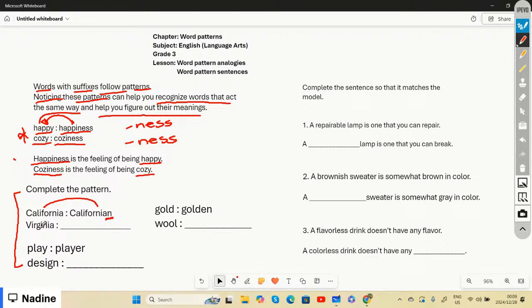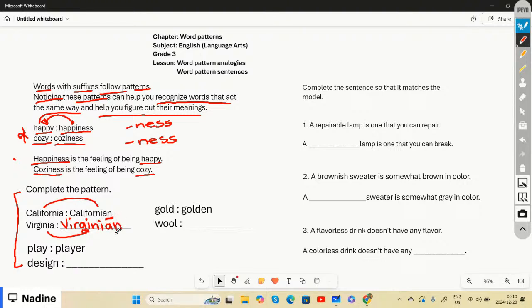Now, the same with Virginia. If we were to add the suffix to Virginia, if you are from Virginia, then you are what? What is the word? Like I said, if you are from California, then you're Californian, and we added the suffix in. This is now word patterns. So if the word pattern for Virginia is the same, then if you are from Virginia, you are what? Yes, well done. So if you're from Virginia, then you are Virginian.